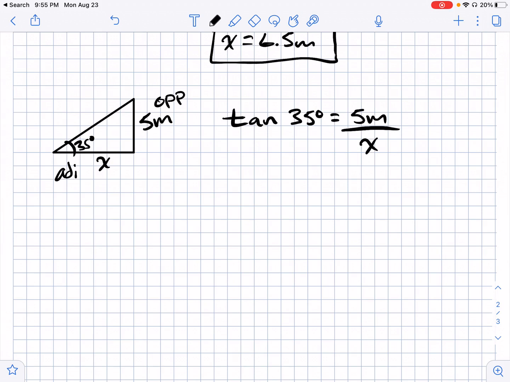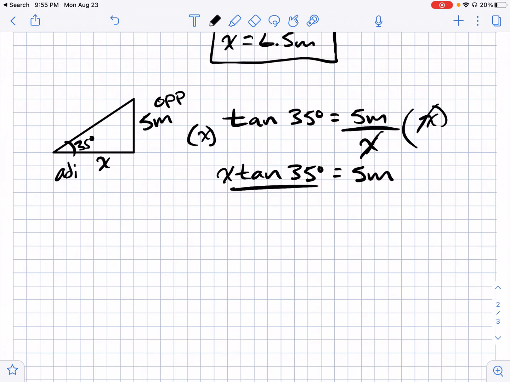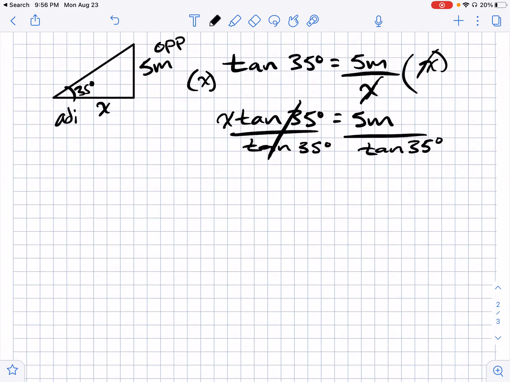So again, we're solving for the bottom of the fraction. Let's multiply both sides by x. That cancels over here. So we have x tangent 35 is equal to 5 meters. And then we're going to divide by tangent 35. That cancels here. So my x is just equal to 5 meters divided by the tangent of 35 degrees. So you're going to get x is equal to 7.14 meters.